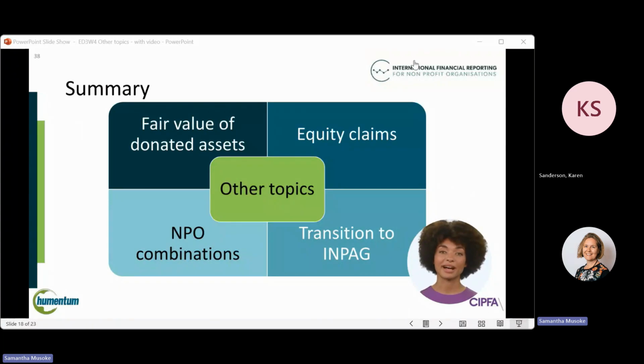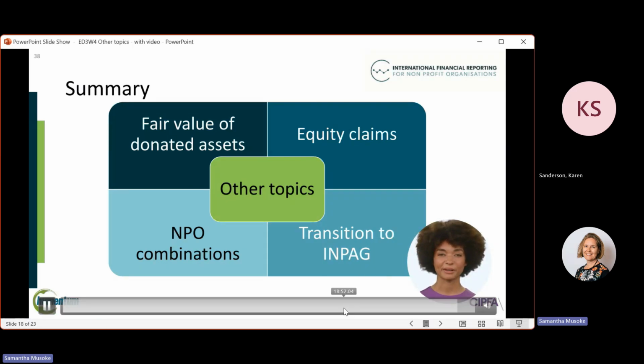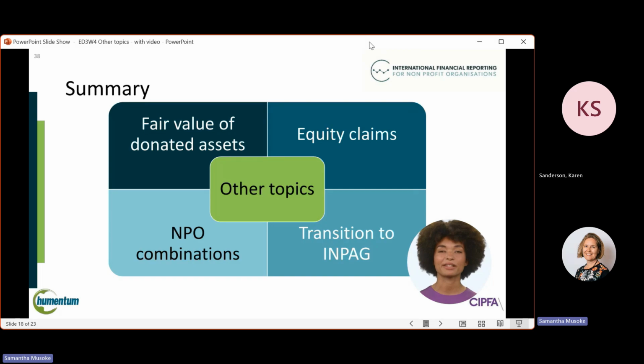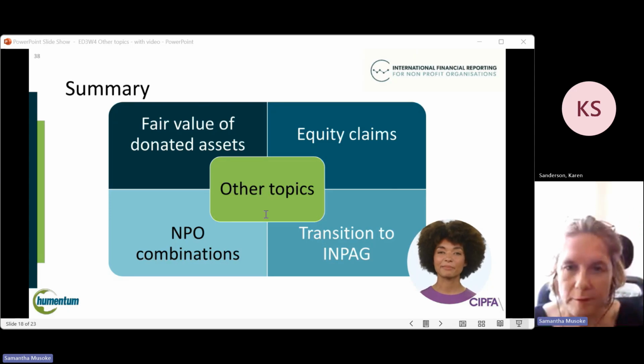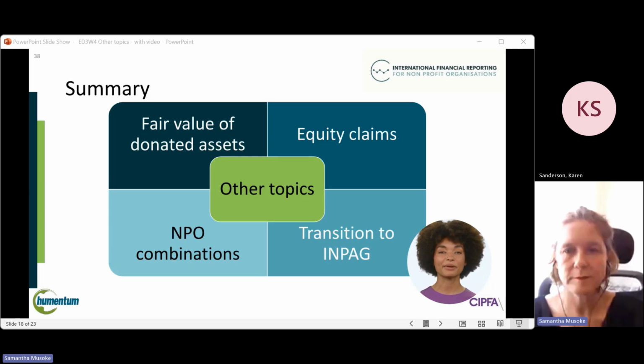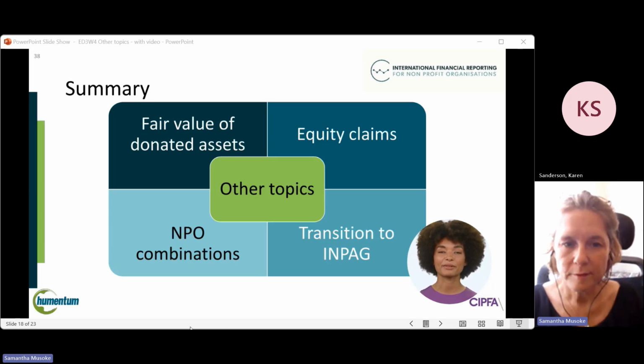As fair value is significant to donations in kind, additional application guidance has been developed, clarifying how to apply the fair value measurement requirements. The term equity has been removed as a financial statement element and replaced with net assets. Equity claims has been added as a term to describe equity instruments. Amendments have been made to the section on business combinations to clarify how its requirements apply to NPOs.